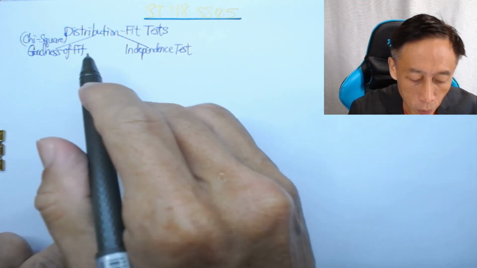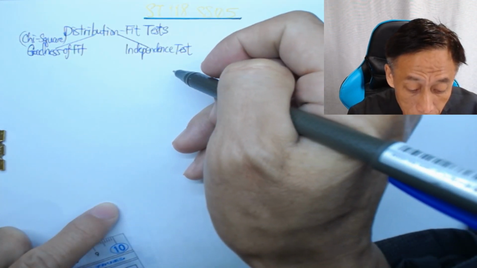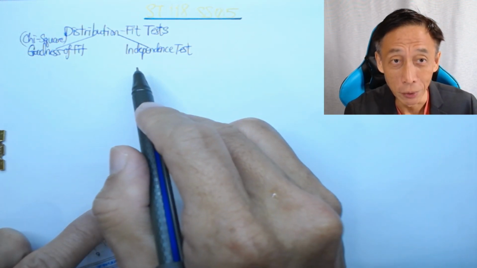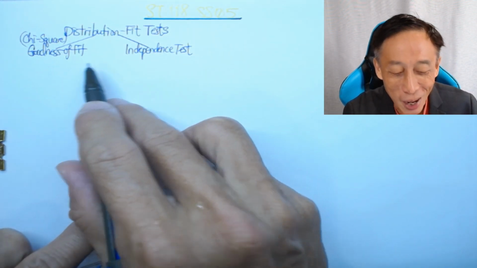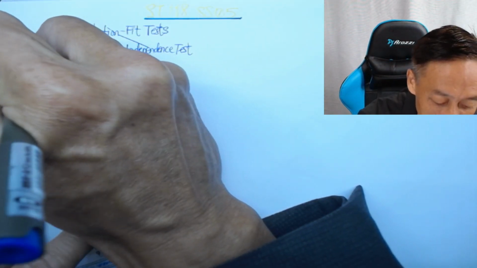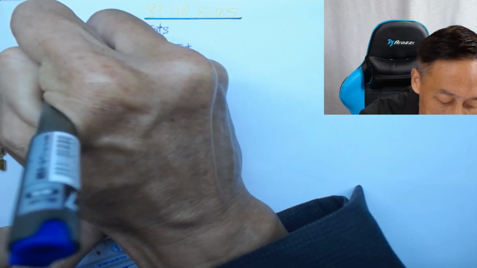So why do I put both of them here? If you're looking at these words the first time, they might look very independent, very unrelated. So let me put down some characteristics. This uses, obviously, chi-square.